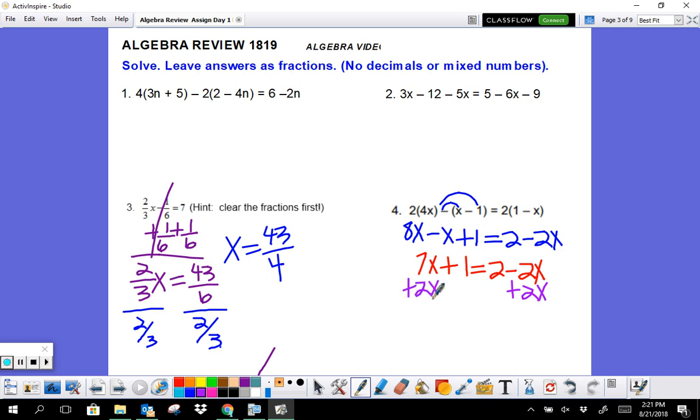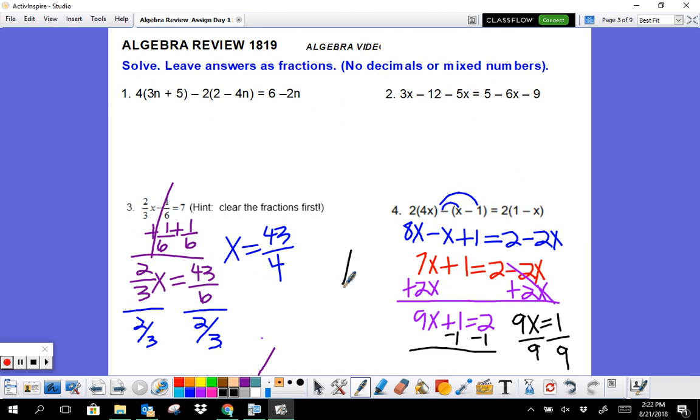Some of you may be able to combine a couple of steps into one right there. If you do, just be careful that you don't mess anything up. Some of you think you can do it in your head, and we end up messing up. I'm going to subtract this 1. So I have 9x equals 1. Divide by 9. And so I get x is equal to 1 over 9.